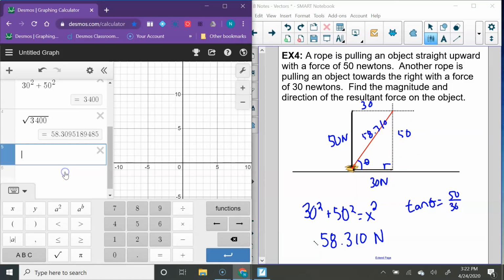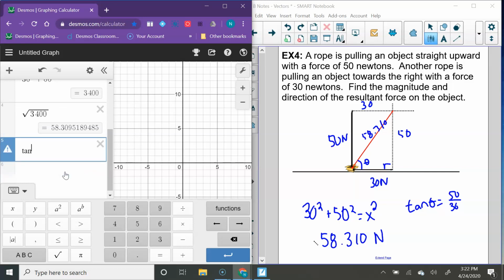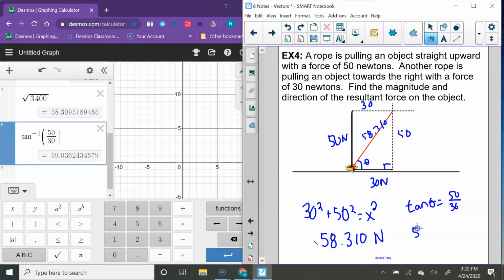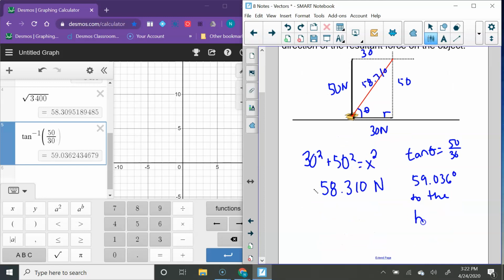And if we do inverse tangent of 50 over 30, we're going to get 59.036 to the horizontal. And so that will be your answer for that problem.